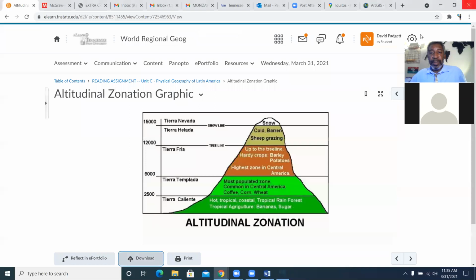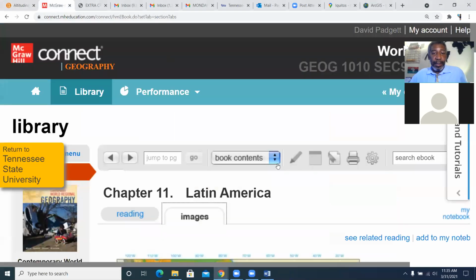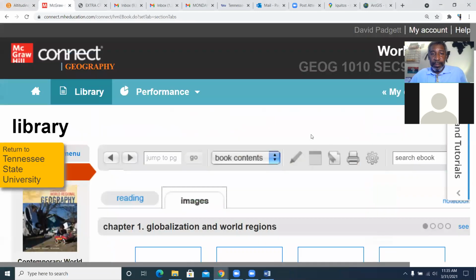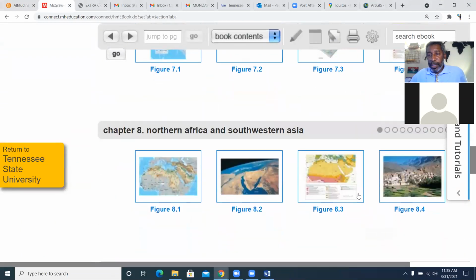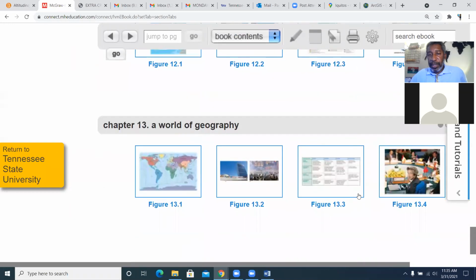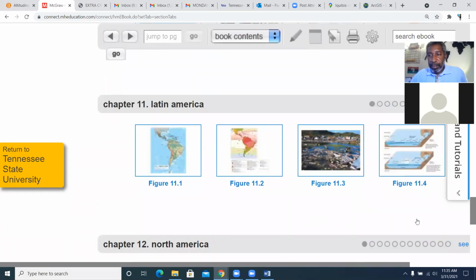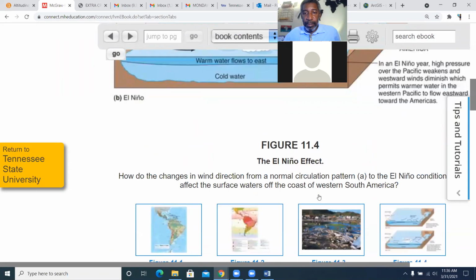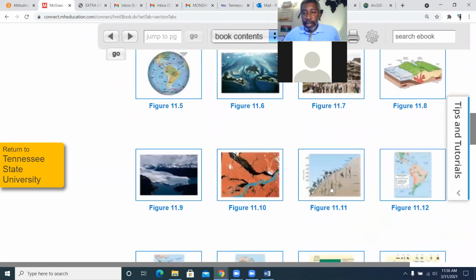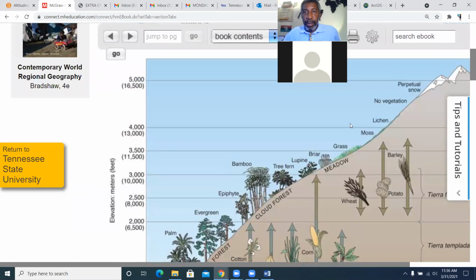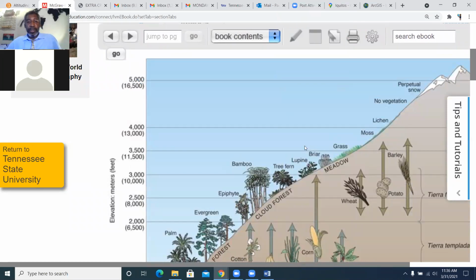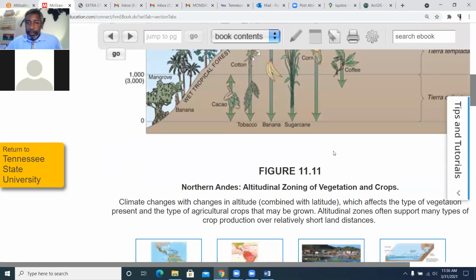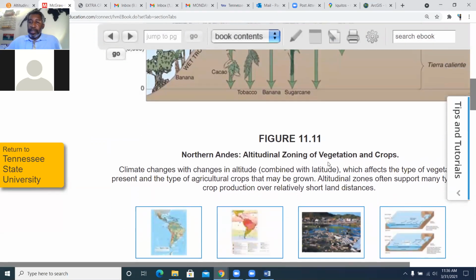The textbook also has a graphic depicting the altitudinal zonation phenomenon. So here it is. So this is figure 11.11, altitudinal zonation of vegetation and crops.